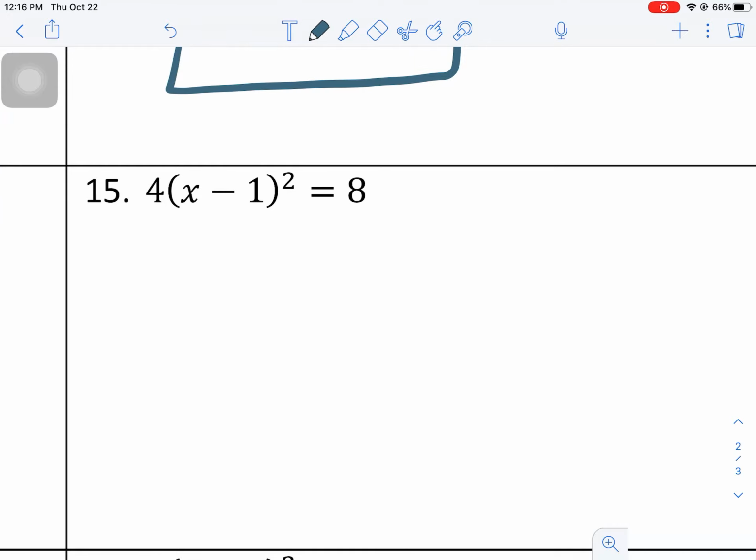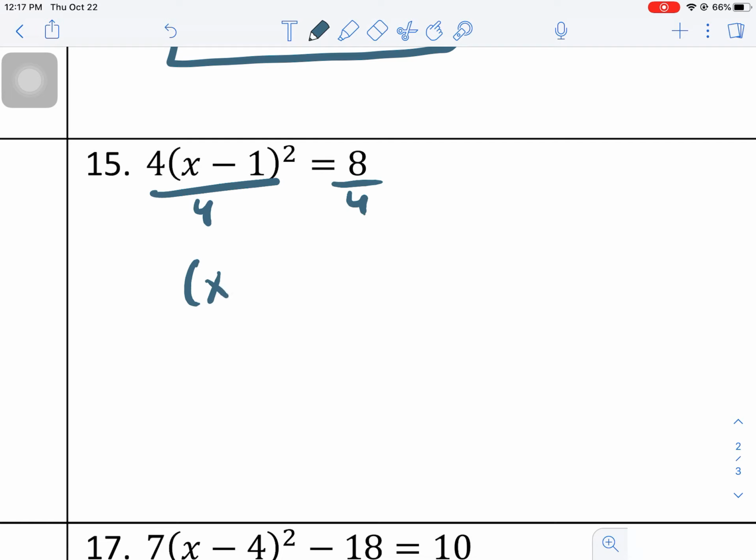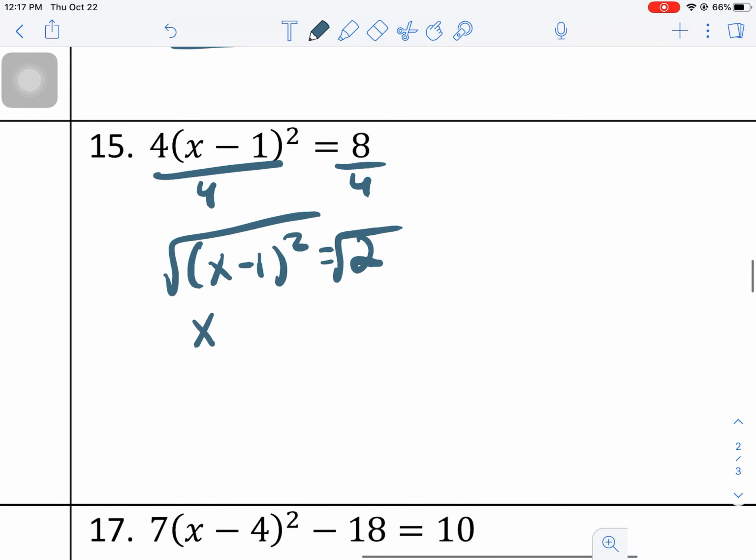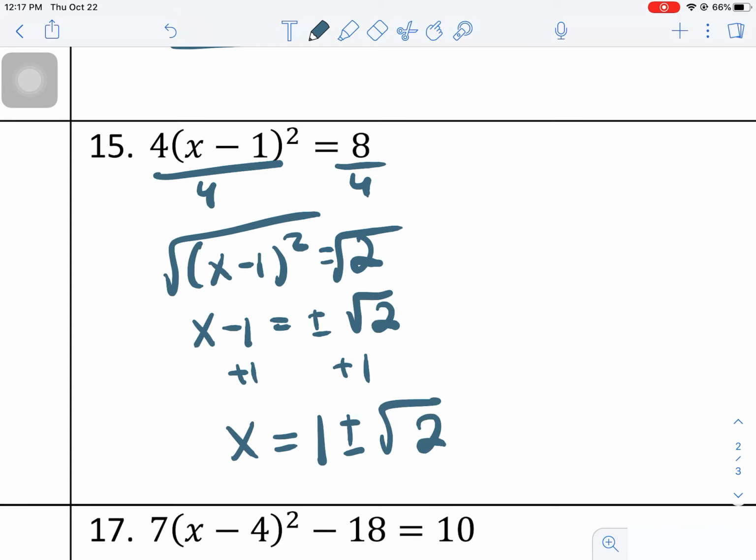Next one, okay, now we have parentheses in here, so we need to get the parentheses by themselves. So now we have x minus 1 squared is equal to 2. Now we can take the square root of both sides, so x minus 1 is equal to plus or minus the square root of 2. And now we add the 1 to each side. This would give us x is equal to 1 plus or minus the square root of 2.